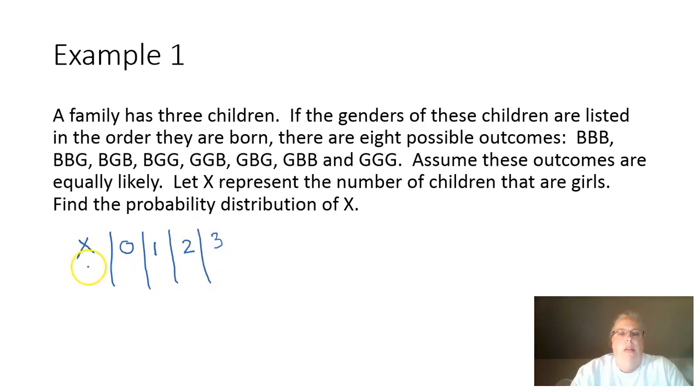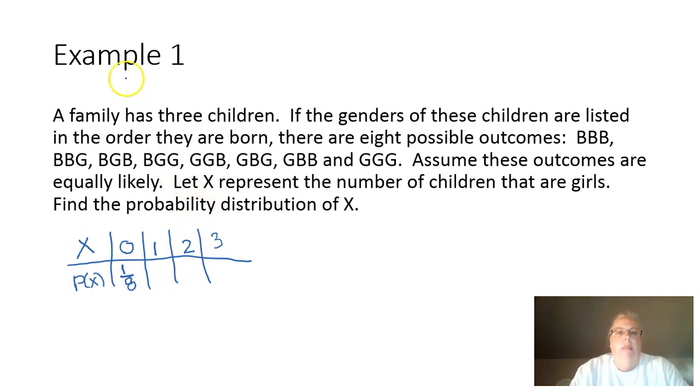And then the probability of X. Well, the probability that you don't have any girls, we'll have to look back up here at the sample space. And we notice that there's only one that has no girls in it at all. And that's this one right here, the BBB. So the probability of a family with no girls is 1 out of 8.